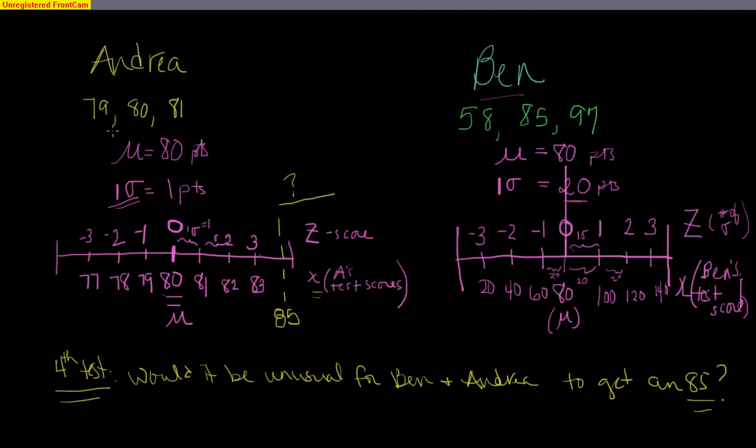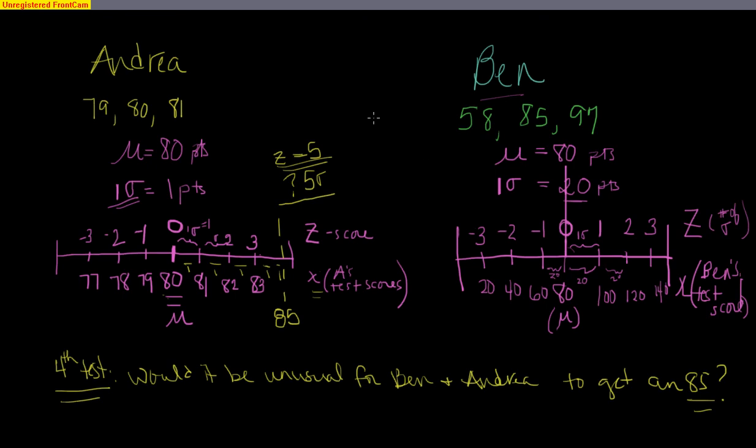Well, we know that 1 standard deviation is 1 point. We know this distance is 1 point. We know this distance 1, 1, and so on, 1 and 1. So we can pretty much determine that a score of 85 is 5 standard deviations above the mean. In other words, the z-score, z equals 5 for Andrea. A score of 85 is a z-score of 5 for her.